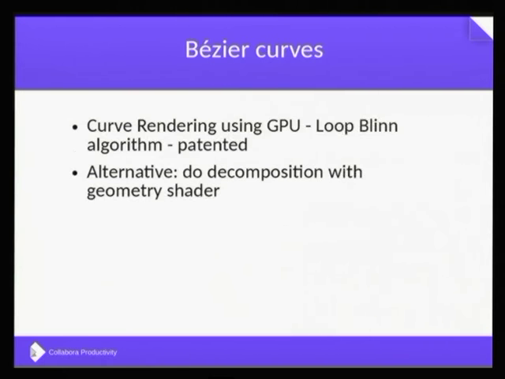Then there's Bezier curves rendering. We could use, for example, the Loop-Blinn algorithm. Unfortunately, this is patented and we cannot use it. It's invented by Microsoft, and I think they use this inside Direct2D quite extensively to accelerate text rendering. So the alternative for Bezier curves is to do decomposition in a geometry shader. For two vertices, you can program it so that it creates more vertices, just the ideal algorithm for how we usually draw Bezier curves with decomposition.